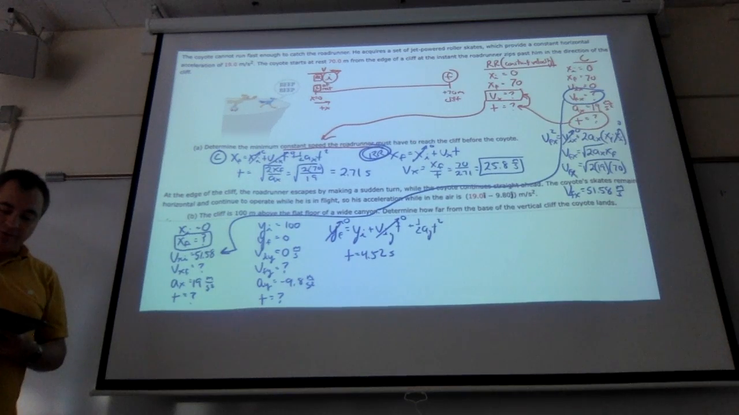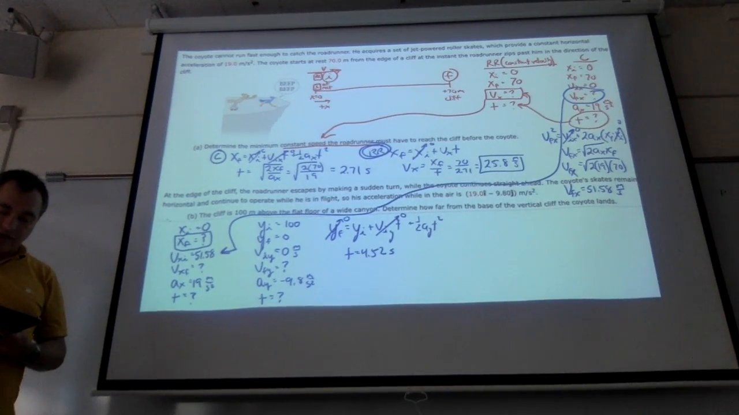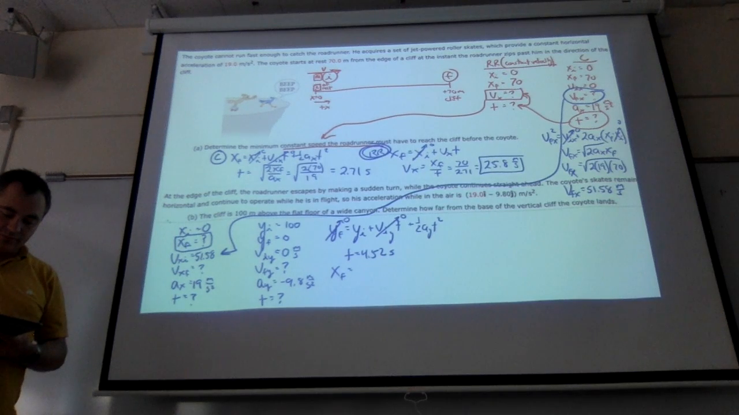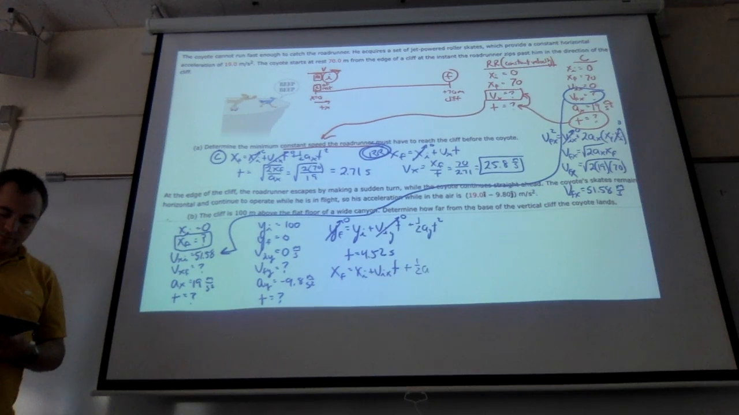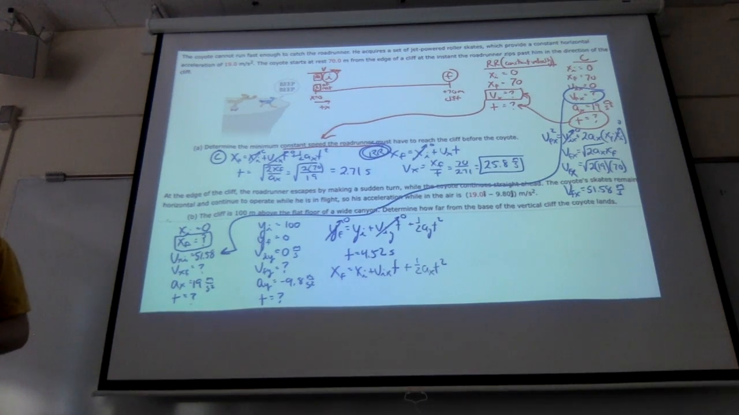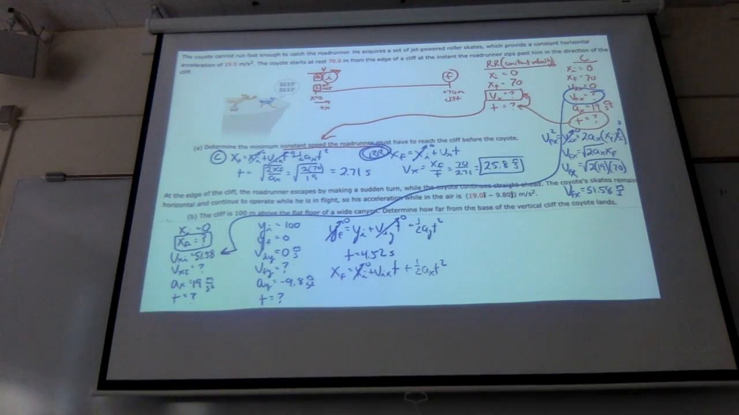Okay, so we could use the exact same equation in the X direction. And we have everything we need there. X initial is 0. V initial X is the 51.58. The time we just found. Acceleration is 19. You can plug all that in and find X final to be 427 meters. Wow, that's quite a long time in the air. 427 meters. It was quite a flight.